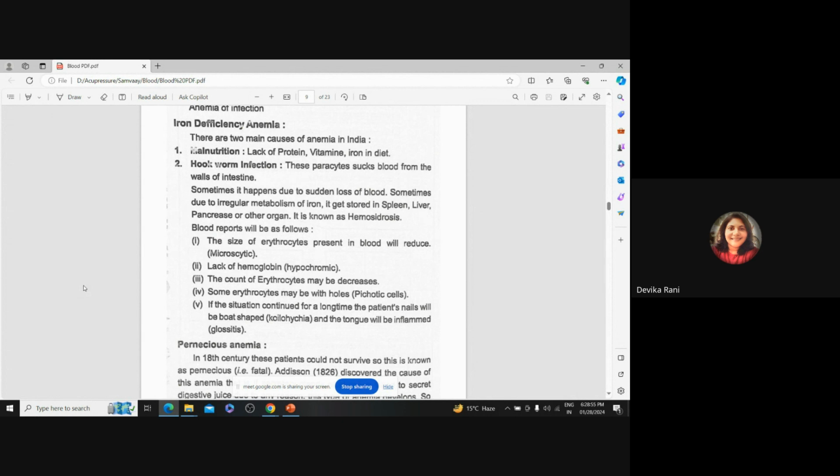Now, sometimes this iron deficiency anemia also happens due to sudden loss of blood. Sometimes, due to irregular metabolism of iron, it gets stored in the spleen, liver, pancreas, or other organs. It is known as hemosiderosis.